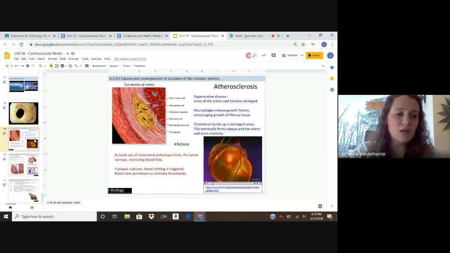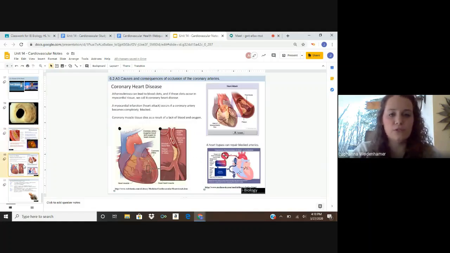Okay. So looking at that, we can go to our next slide to take a look at coronary heart disease. So we've taken a look at atherosclerosis. Again, that starts with an A, so you can correlate it with arteries, so the blocking of an artery because of plaque buildup. But coronary heart disease can be caused by atherosclerosis. So let's look at our first bullet. Atherosclerosis can lead to blood clots, and if these clots occur in myocardial tissue, we call it coronary heart disease.